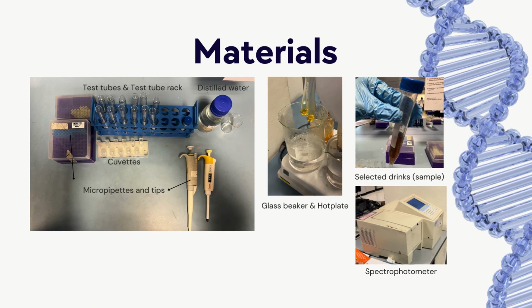The materials used in Practical 4 are test tubes and a test tube rack, distilled water, cuvettes, micropipettes and tips, a glass beaker and a hot plate. Selected drinks act as the samples, and a spectrophotometer.